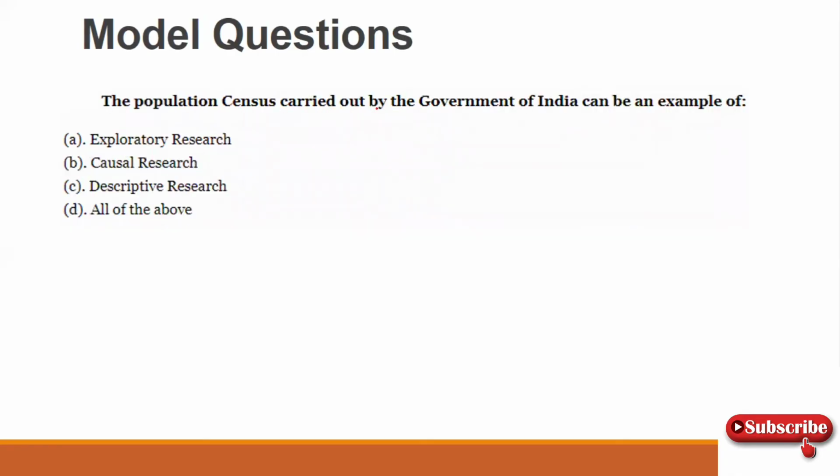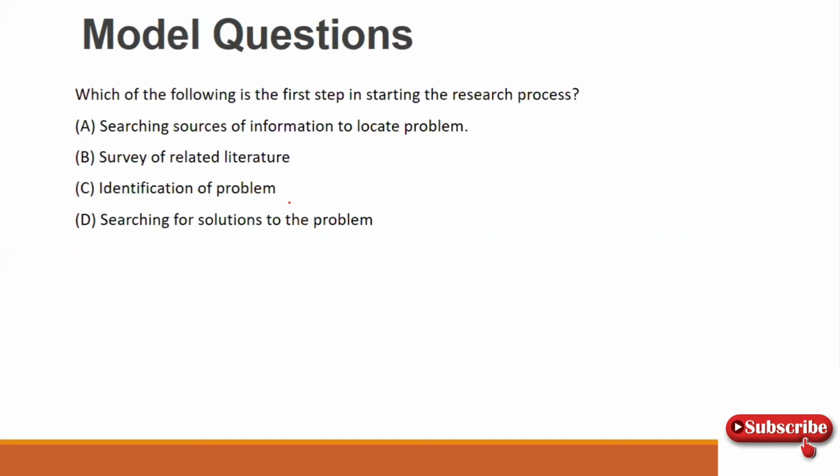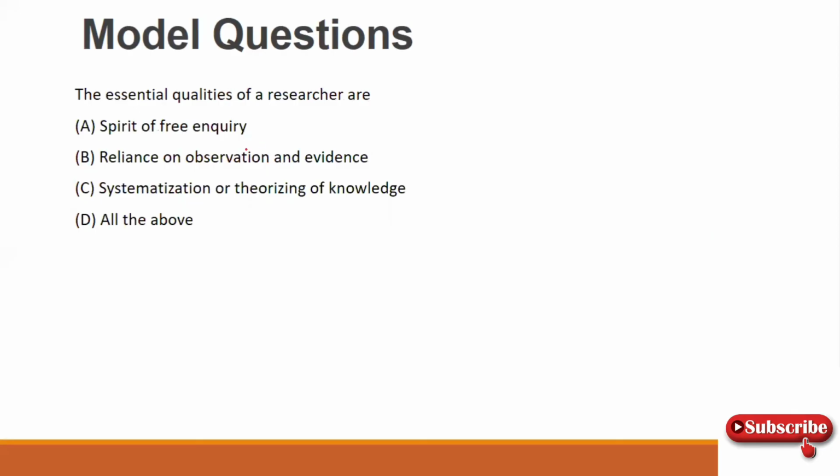Then population census carried out by the government of India can be an example of descriptive research. Then research is working in a scientific way to search for truth of any problem. Okay. Then which of the following is the first step in starting a research process? Identification of the problem is the first step. The essential qualities of a researcher are, all these are the essential qualities, like a spirit of free inquiry, reliance on observation and evidence, systemization or theorizing the knowledge. All these are qualities of a researcher. So the answer is all of the above.